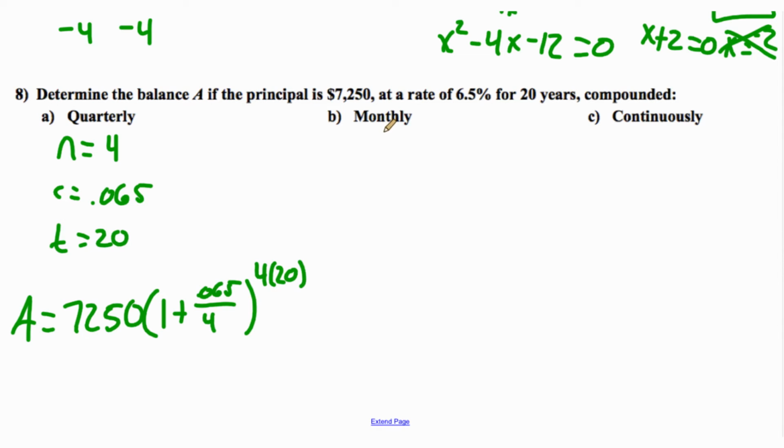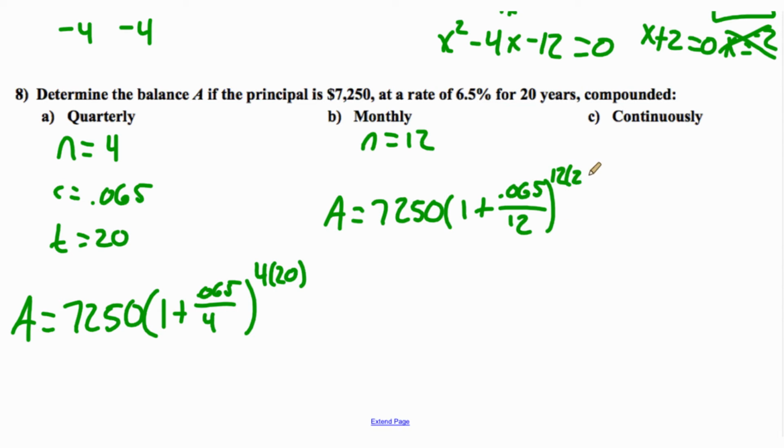In part B, when we're doing this monthly, that's going to change our n value to 12, but nothing else should change. We're still dealing with that 0.065 for our r value, and our time is still 20 years, so the only thing that needs to change in our formula is the n value. We're going to make that 12 instead of the 4 that we were dealing with before. So we end up with 7,250 times 1 plus 0.065 over 12, raised to the power of 12 times 20.